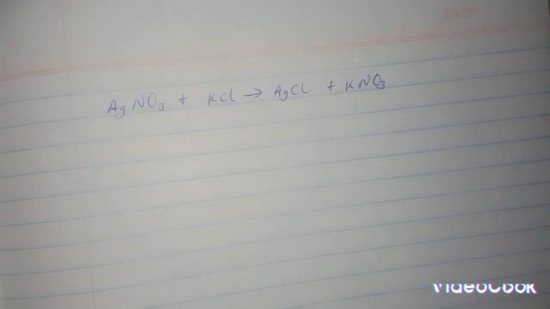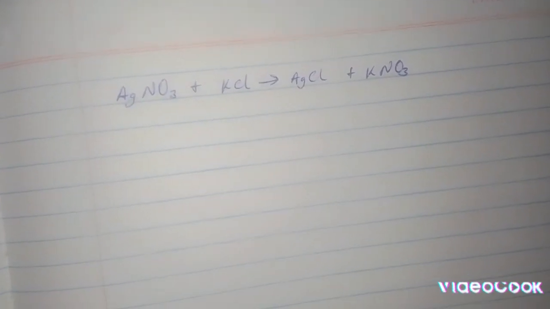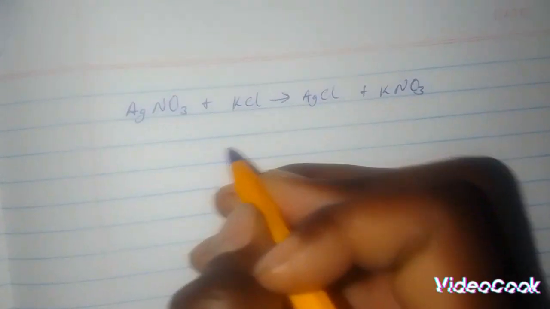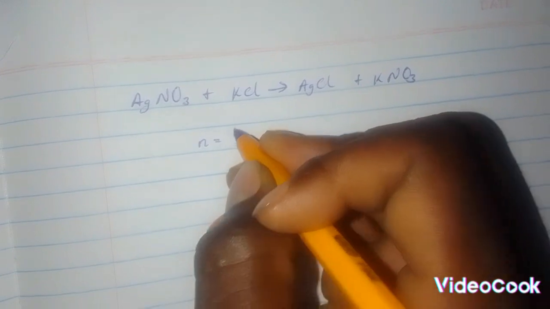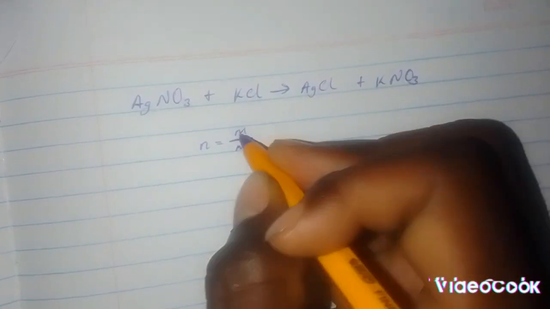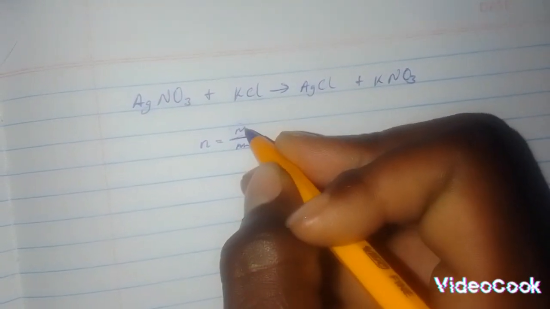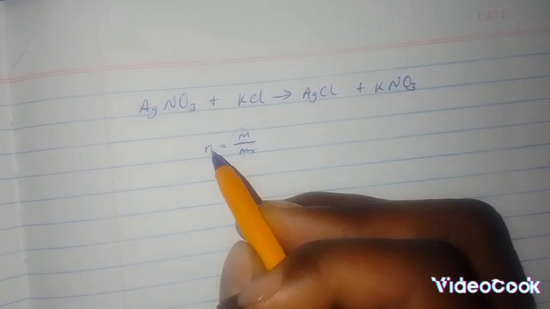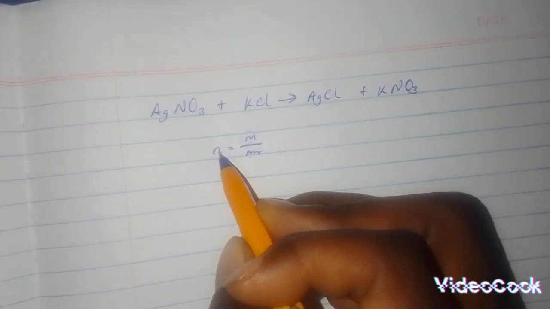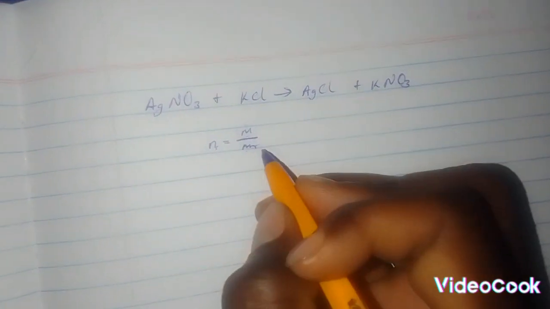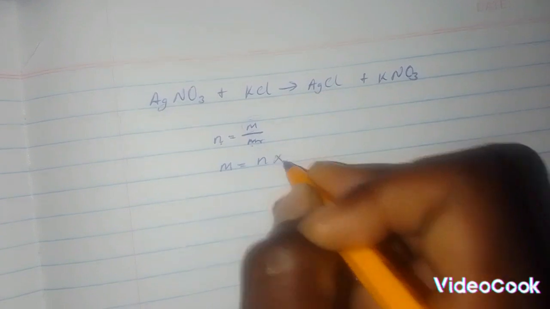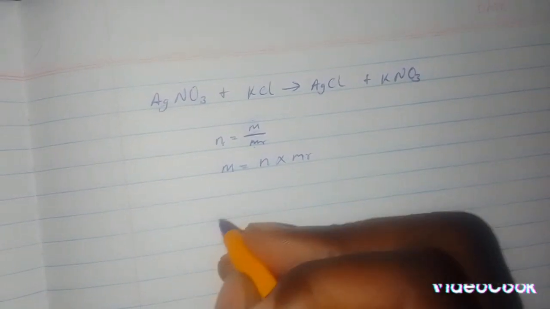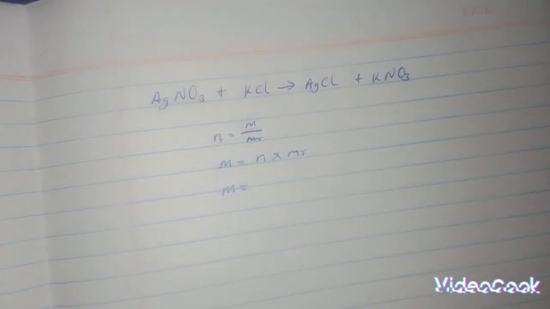Okay, now from there, what are they saying? They want us to calculate the mass of silver chloride. Now we know that silver chloride is here. We know that number of moles is equal to mass over Mr. They want us to calculate the mass. We can calculate the Mr. What of the number of moles? Okay, now let us make mass the subject of the formula. When we manipulate this, we find that mass is equal to number of moles multiplied by the Mr. Okay, so mass is equal to, what is the number of moles?